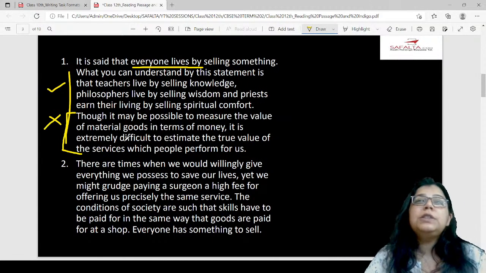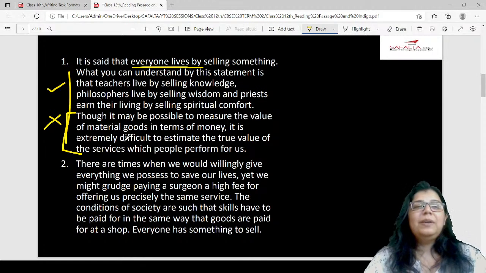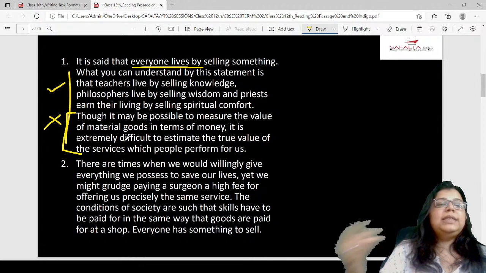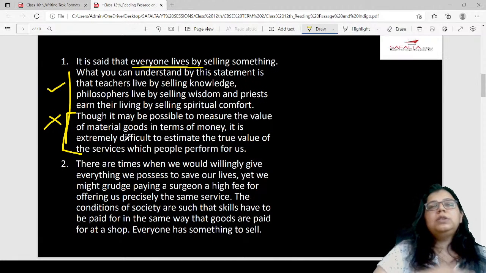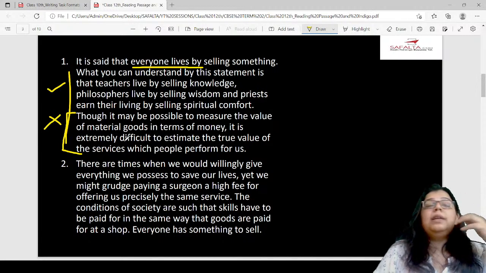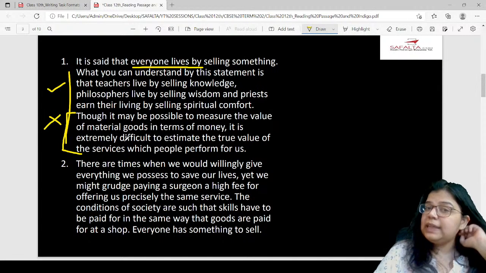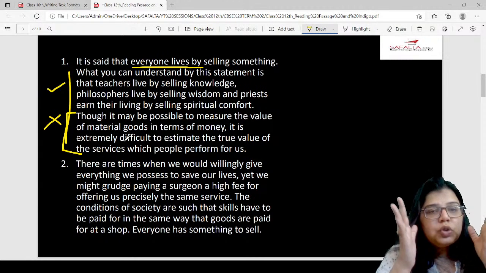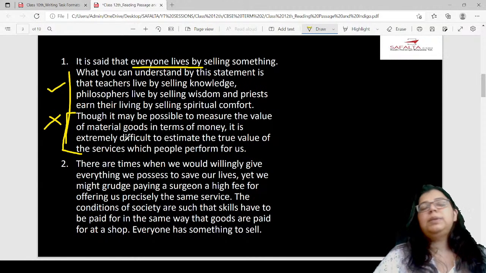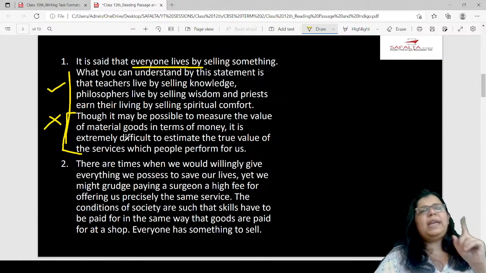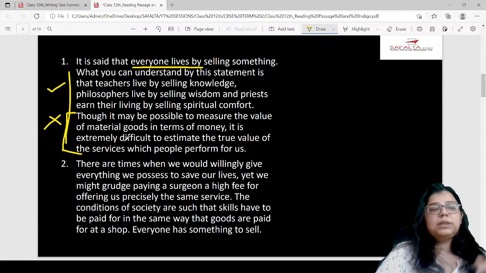It is there in the first 5 lines of your passage, that everyone is selling something to make a living. Teachers are selling their knowledge, philosophers are selling their wisdom, and priests make a living for themselves by selling spiritual comfort. So everybody is selling something. If you just write this answer, trust me, you will get 1 or 2 marks. I think the whole passage is for 8 marks.